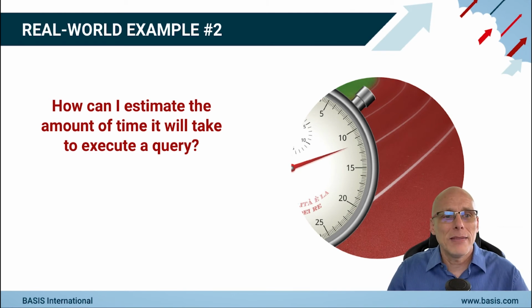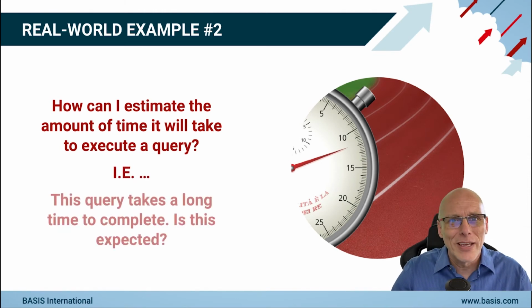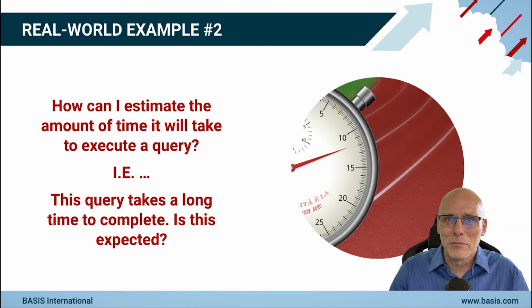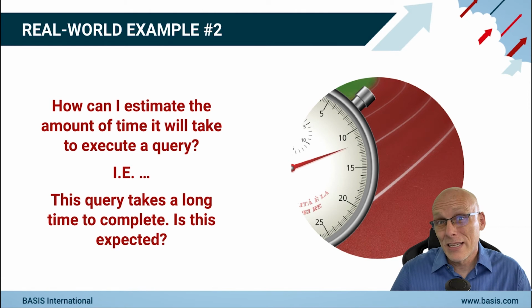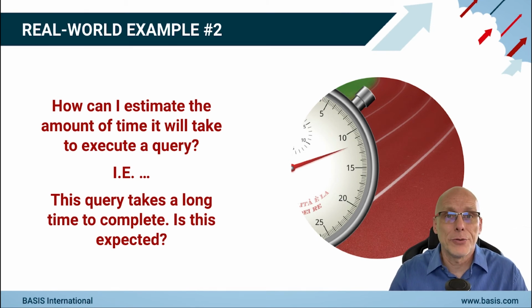How can I estimate the amount of time it will take to execute a query? So yeah, you could execute the query, but in other words, this query takes a long time to complete. Is this expected? And I think that's probably more accurate as far as the question we would really be asking. It's like, yes, I want to estimate it, but really what I want to know is, hey, is this query running as fast as I think it should be, or am I missing something here? So let's look at this example and see how we might be able to come up with a good answer for this.